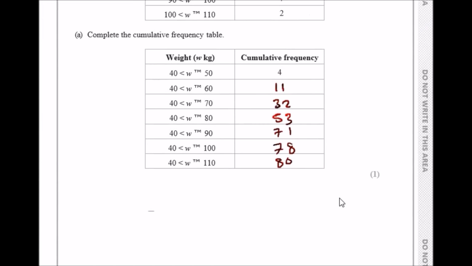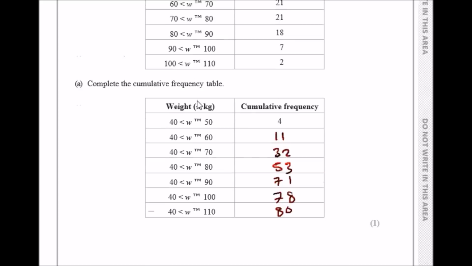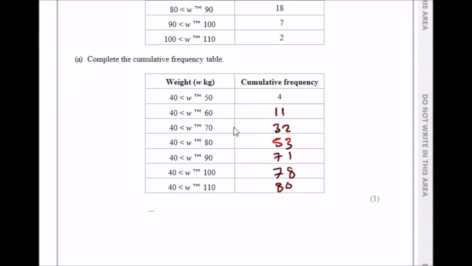Looking at our table, we need to think about how to interpret this. We could say, for example, that for adults weighing up to 50 kg, so let's have a look, we can guarantee that there are going to be 4 people. So we can say the first point, oops, that's my rubber.